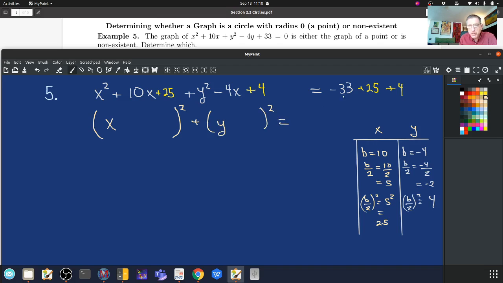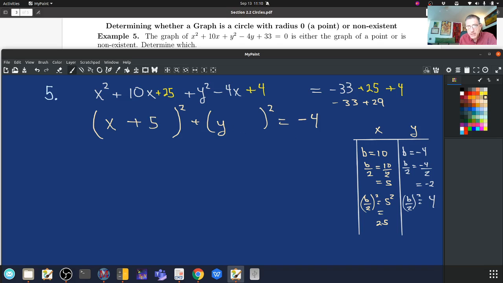And that's going to be equal to minus 33 plus 25 plus 4. That's minus 33 plus 29. So that's equal to minus 4. So presto, you already know, since the radius is negative, that this graph is non-existent. But we're still not done, because we still have to express it in the general form. So I've got to find out what to put in here. So for here, I take the b halves value, which is plus 5.